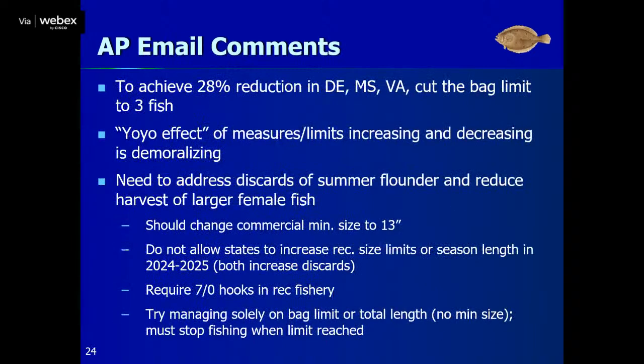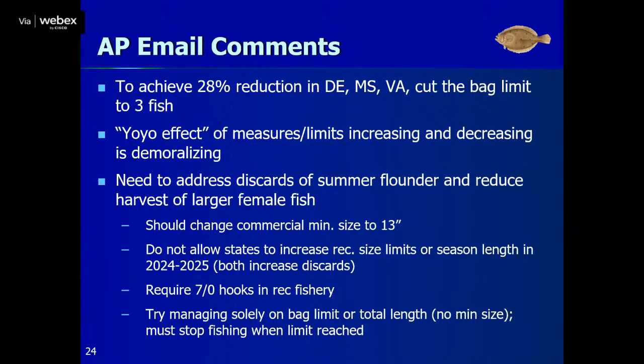We did get a couple comments by email that are also attached to that AP summary. One advisor noted, to achieve a 28% reduction in Maryland, Delaware, Virginia, cut the bag limit to 3 fish. Another advisor noted that the yo-yo effect of measures limits increasing and decreasing is demoralizing, and also suggested a couple different strategies to address discards of summer flounder and reduced harvest of larger female fish, including changing the commercial minimum size limit to 13 inches, and then not allowing states to increase the recreational size limits or season length in 2024 and 2025, indicating that both of those things increase discards.